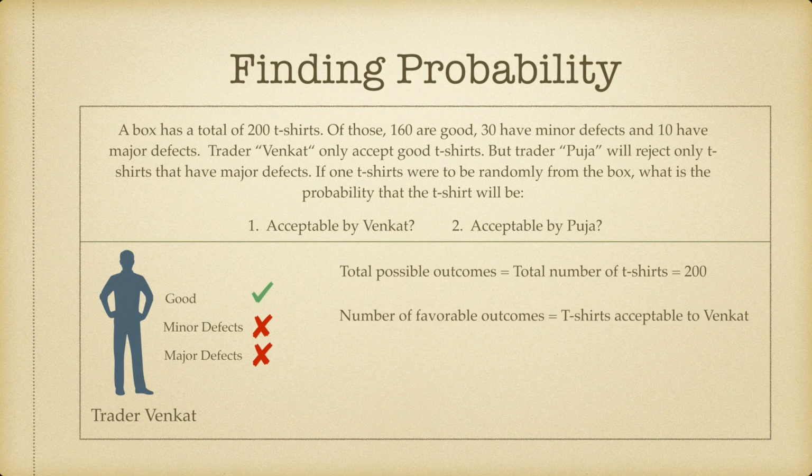Now, the number of favorable outcomes, or t-shirts which are acceptable to Venkat, will be equal to the number of good t-shirts, which is 160. So the probability of picking a t-shirt which is acceptable to Venkat will be simply 160 divided by 200, or it will be 4 divided by 5.